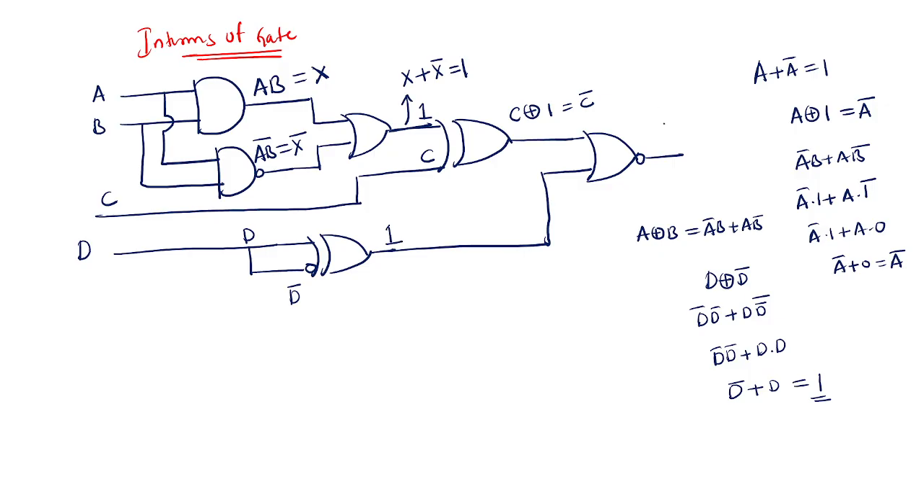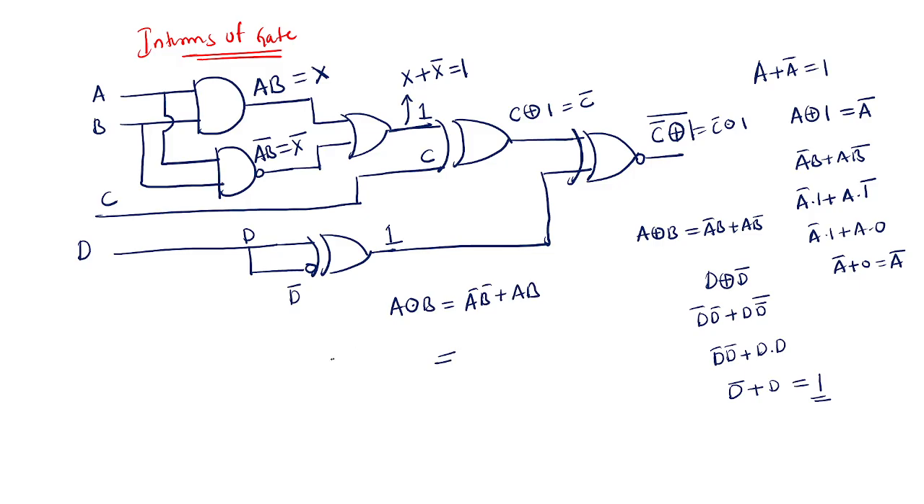Okay. And next C bar. This is XNOR. Okay. So XNOR means what? This is C bar XNOR XOR 1 whole bar. So this is nothing but C bar XNOR of 1. Okay. So we know that A XNOR B equal to what? A bar B bar plus AB.